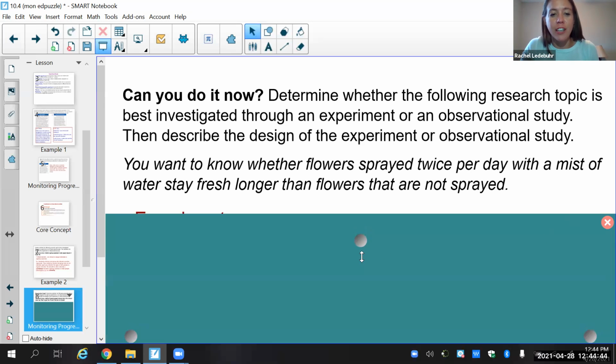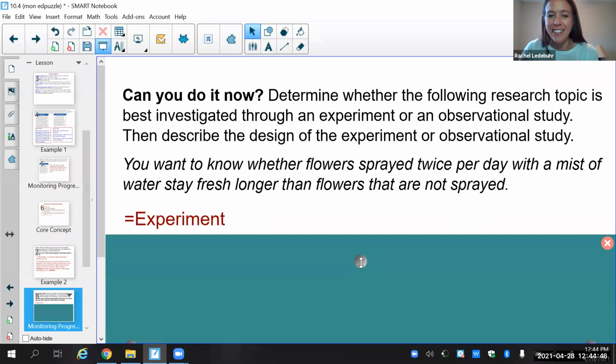Okay, hopefully you said an experiment. Now, I want you to think of how to design that experiment a little bit, and elaborate. Drop that in the Edpuzzle.